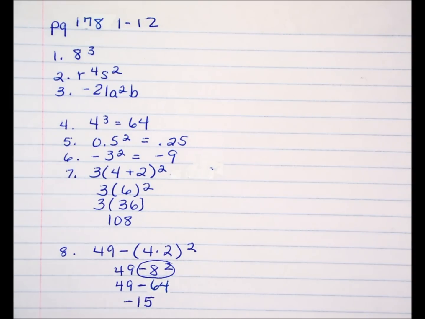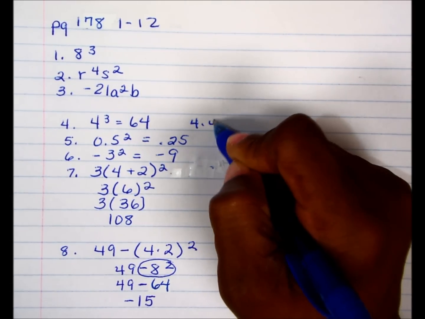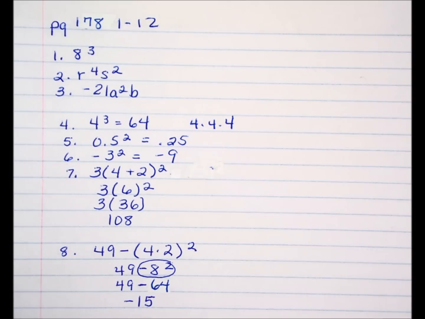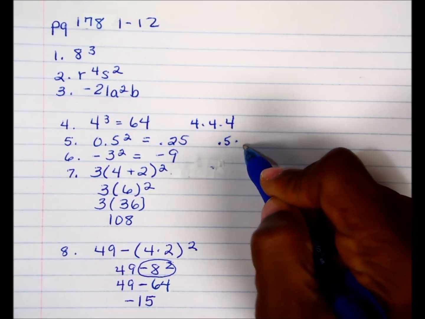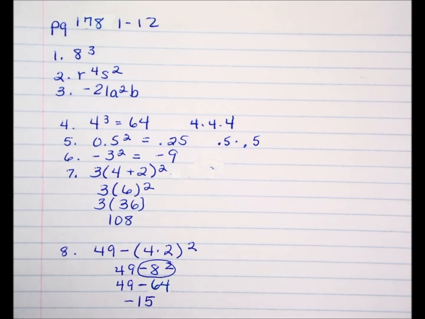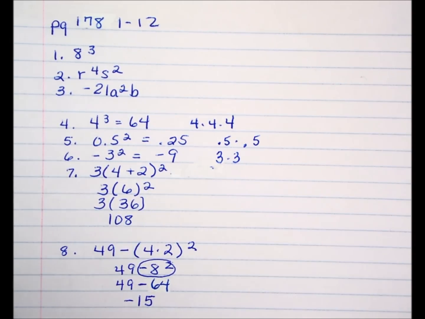In the second part, it asks you to simplify each expression. So it gave you 4 cubed, and we got 64 because we multiplied 4 times 4 times 4. Then it gave you 5/10 squared, and so we multiplied 5/10 times 5/10 to get 25 hundredths. Then it gave you the opposite of 3 squared. So we multiplied 3 times 3 to get 9, and then wrote in its opposite.